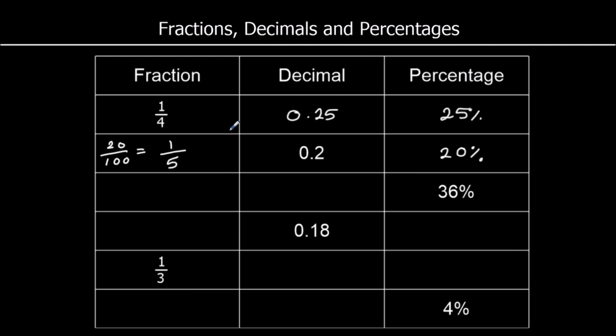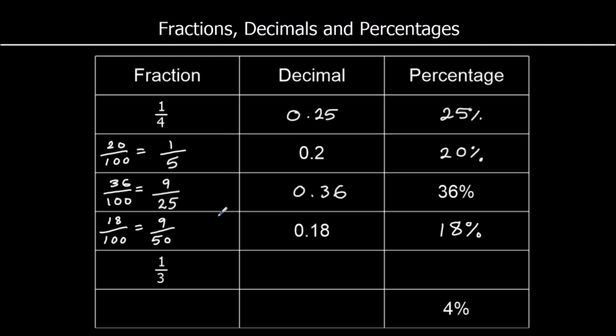36% as a fraction is 36 over 100. And they're both in the 4 times table, so that simplifies to 9/25. And as a decimal, 36 divided by 100 is 0.36. 0.18 as a percentage, times by 100, so 18%. And then we'll write that as a fraction, as 18 over 100. Or we can half top and bottom, 9/50.